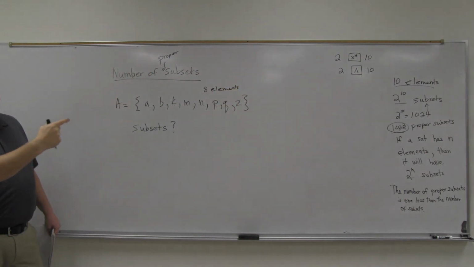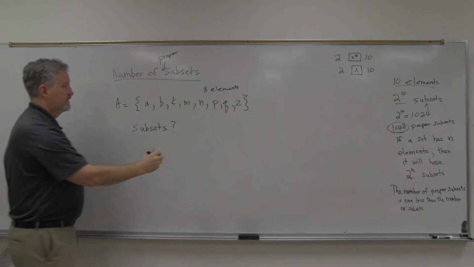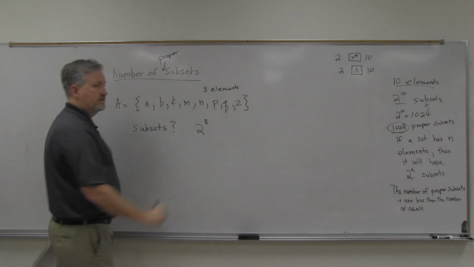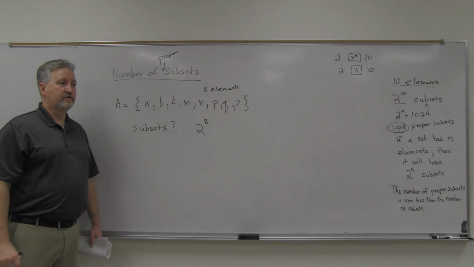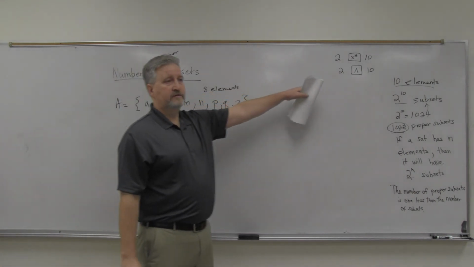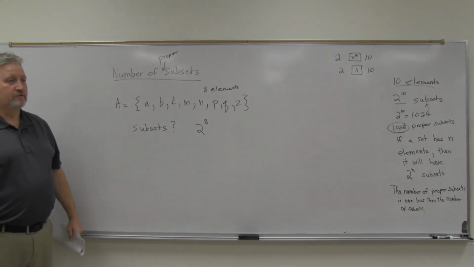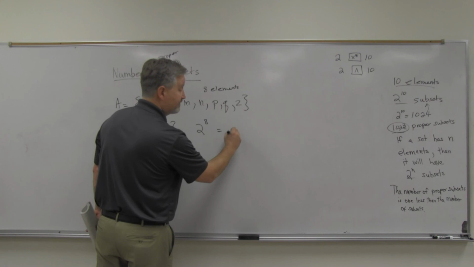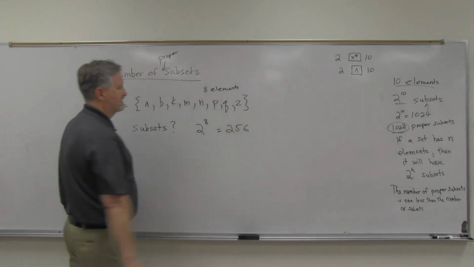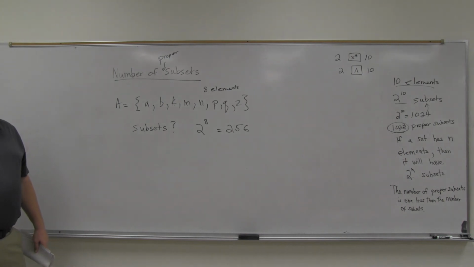Well, the number of subsets is always 2 raised to the number of elements power. So the number of subsets would be 2 to the 8. How much is 2 to the 8? Somebody punch it in. Somebody have their calculator handy? 2 to the 8. Somebody do that for me. 256. All right, so we're going to have 256 subsets.